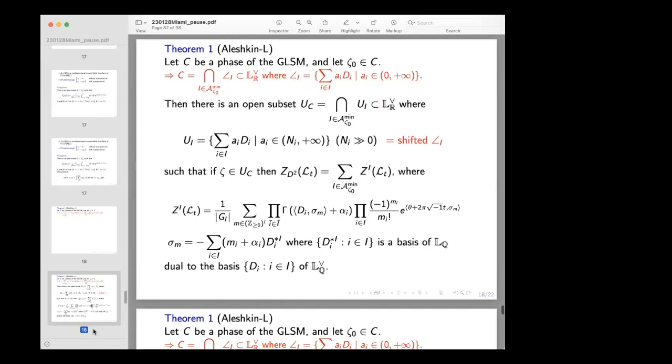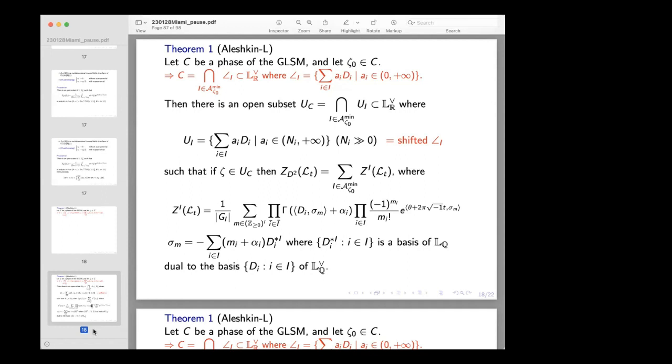Okay, so I think I'm running out of time. Suppose that C is the phase of the GLSM. So C is a chamber of the stability condition. It's a cone, the open, top-dimensional cone in the secondary fan.